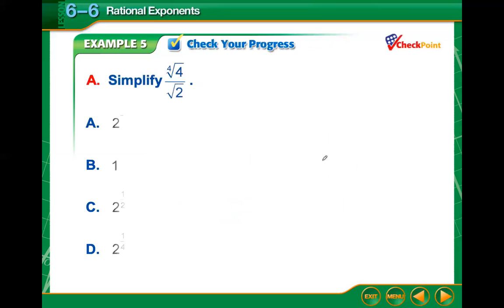All right, go ahead and try this one out. All right, you should get b, which is 1.